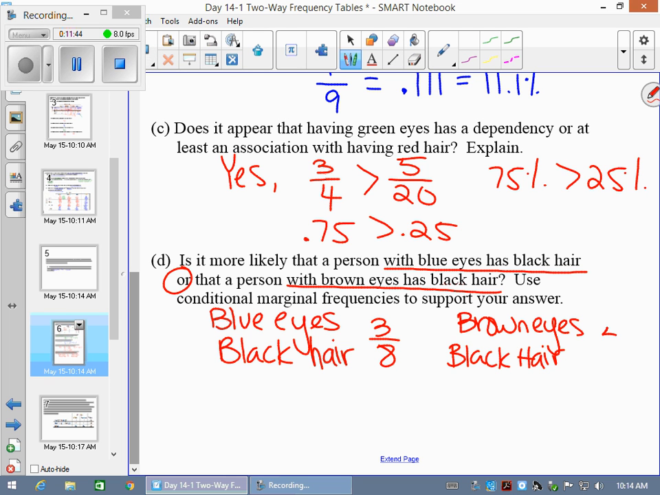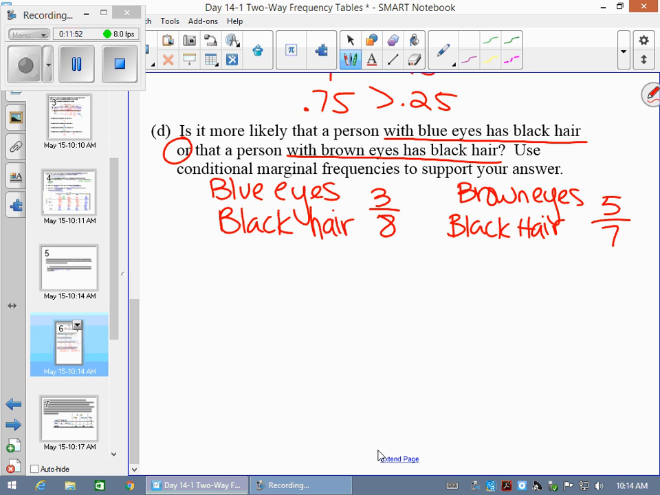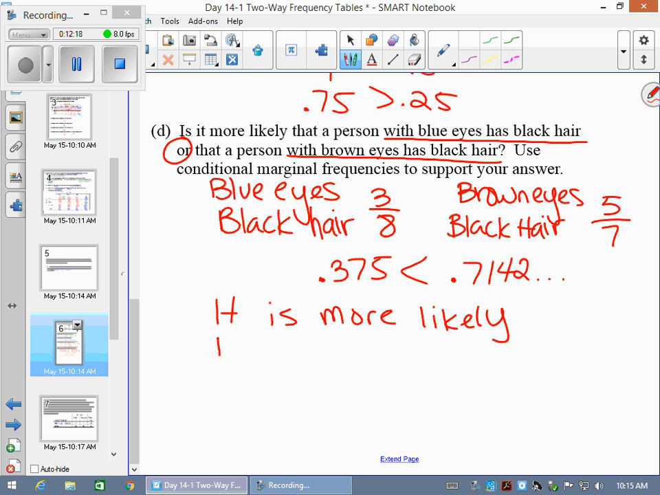So again, we can look at this in terms of the decimal. 3 out of 8 is going to come out to be 0.375. And 5 out of 7 is rational, but it comes out to be a decimal with a pattern. So if we continue to write some of the decimal out, we write a dot, dot, dot to show that we continue. We can see that 5 out of 7 is a much bigger number than 3 out of 8. So I would say here, it is more likely that a person with brown eyes has black hair.